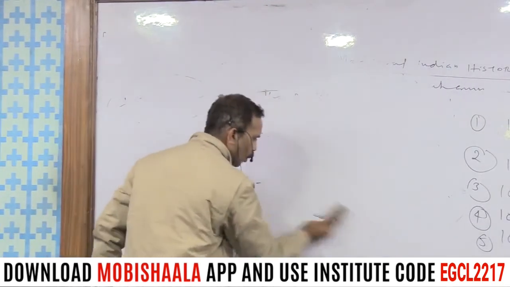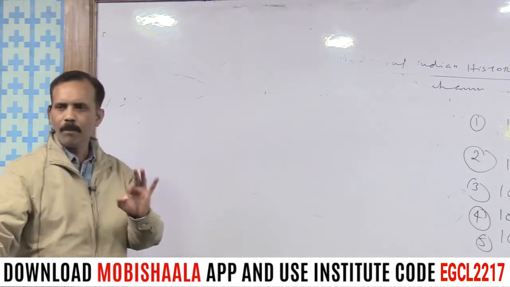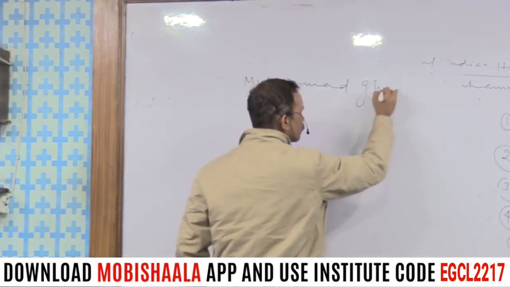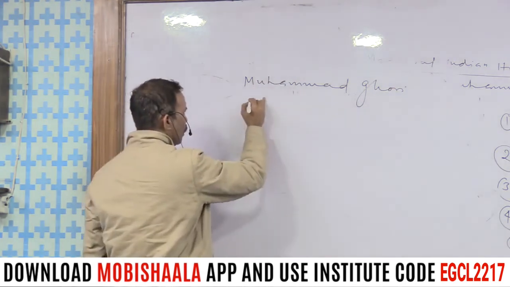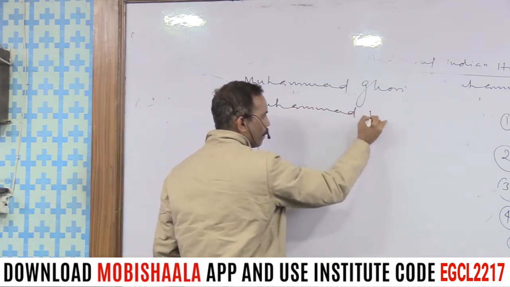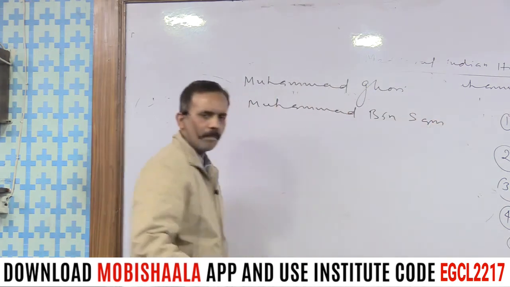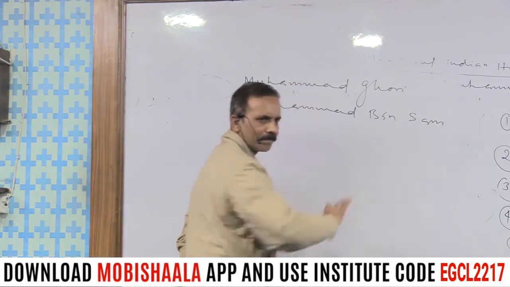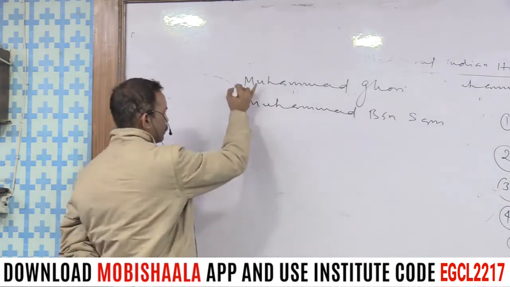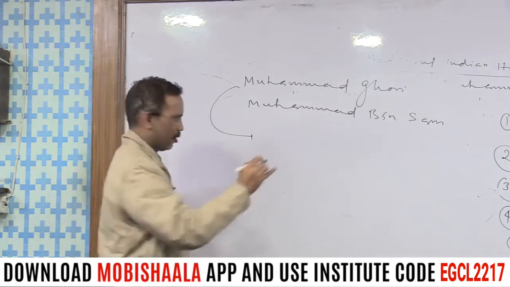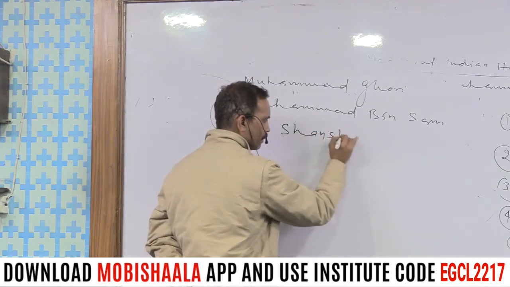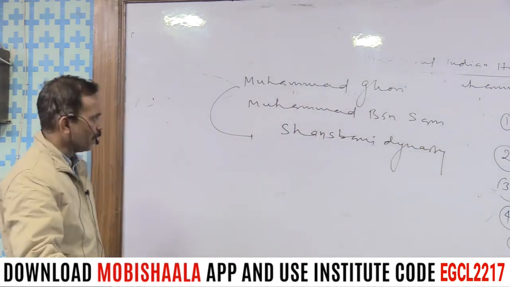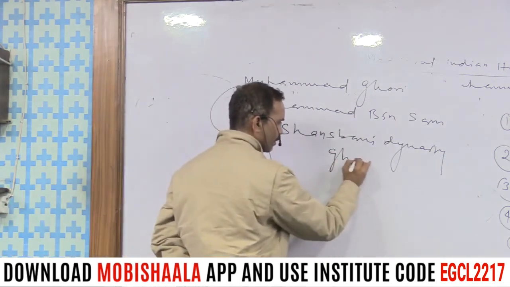Next, Muhammad Gori. Muhammad Gori, also known as Muhammad bin Sam, S-A-M. Okay? Write down. He belongs to the Sansbani dynasty of the Gor region.